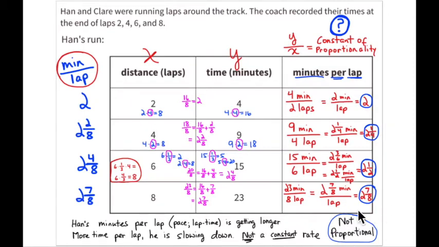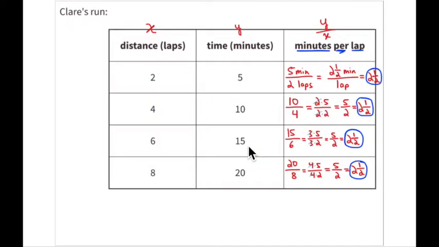That means it's not proportional. If you double the number of laps, the amount of time does not double. Actually, it's more than double because he's slowing down. So he's taking a longer time. On the other hand, for Claire, she's running at a constant rate.